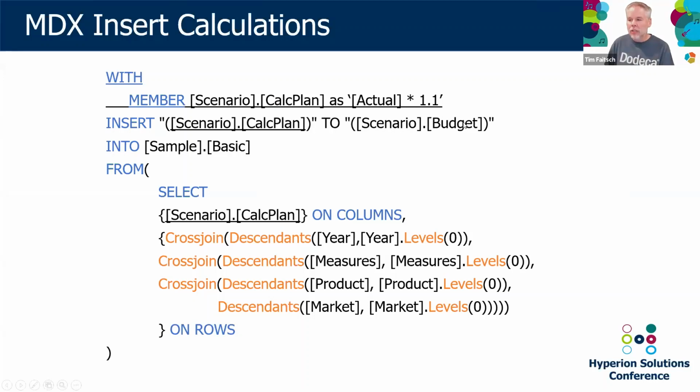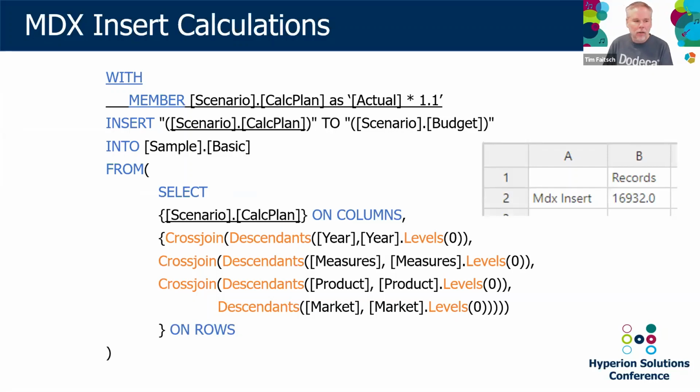So those limitations that people talk about with ASO, hey, I can't do that, yeah, you can. You just have to learn the syntax. Is this more complicated than the average BSO script, especially to just calculate an actual to budget copy, adding 10%? Yeah, it's more complicated, but once you get past some of these cross joins and things, it's really not a big deal.